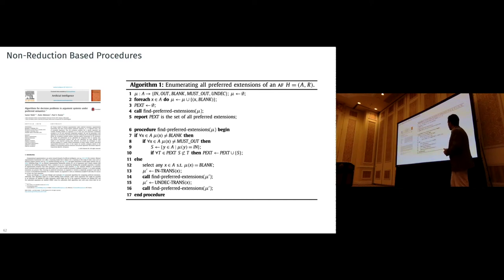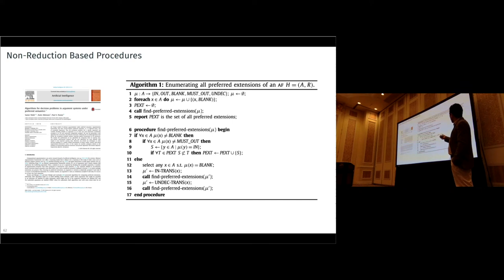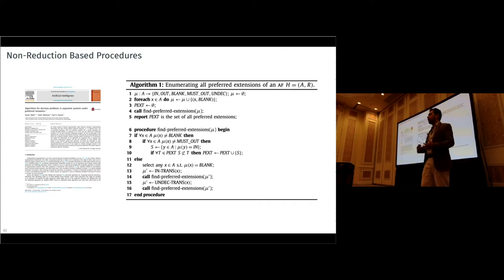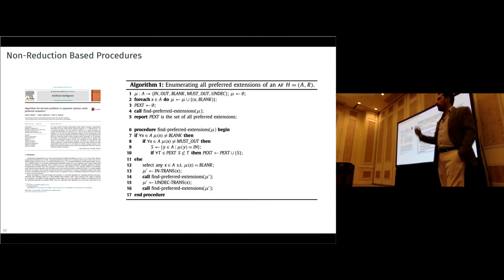I'm just taking as an example ArgTool, which was proposed in 2013, 2014. In essence, they start by assuming that everything is unknown, blank. Then they have labelings that can be in, out, blank, must out, or undecided. They use these labelings to go through a depth-first search into the space of this conflict in order to identify which possible labelings are reasonable. If they find an assignment of labels that is conflicting, so that at the same time an argument is both in and out, for instance, then they backtrack to the point of finding another assignment that can be satisfiable.